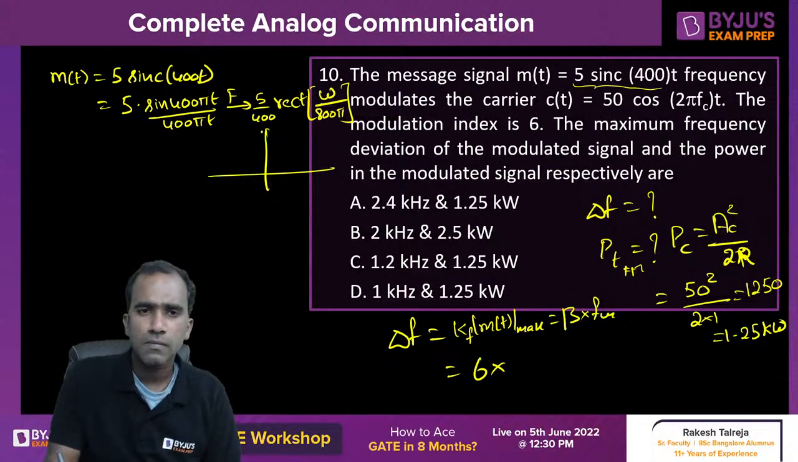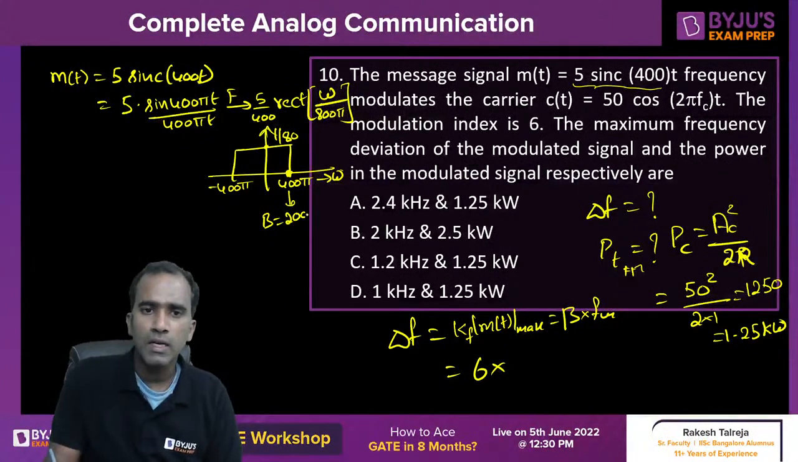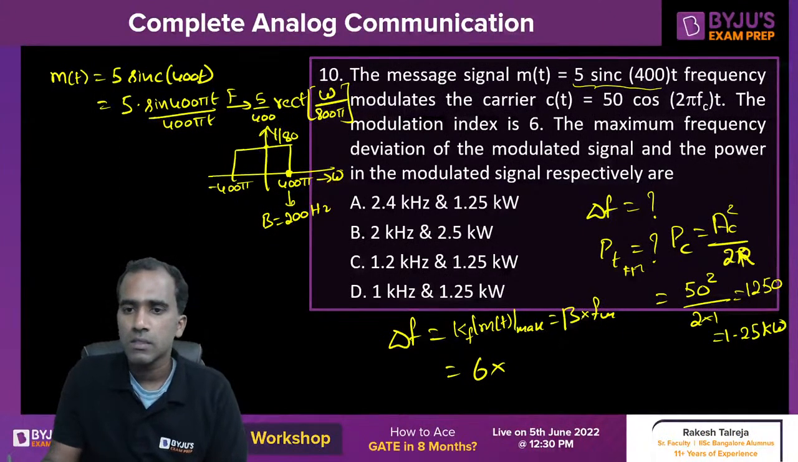Let me plot this. When you are talking about bandwidth, the height of the rectangle is not important for us. Rectangle of omega by 800, from minus 400 pi to plus 400 pi, as a function of omega. The height is 5 by 400 or 1 by 80. What is the highest frequency? 400 pi radians per second. Bandwidth of the message is 400 pi radians per second, which is the same as 200 hertz. So bandwidth of the message is 200.